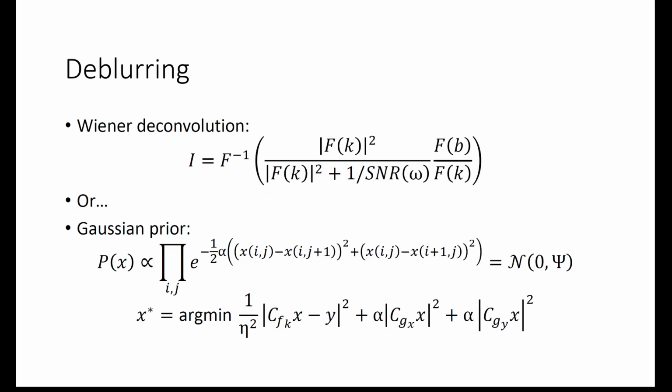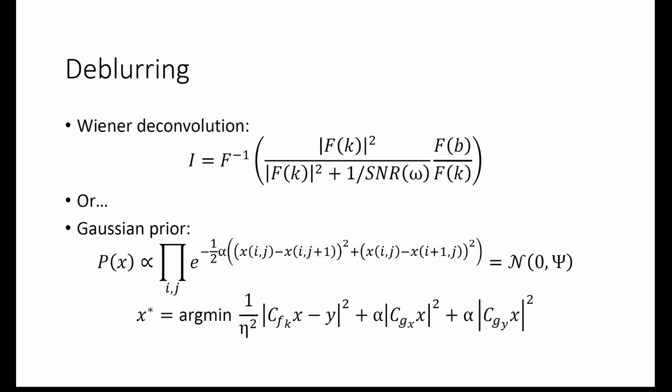Then we go to deblurring. What I used was the Wiener deconvolution introduced in the lecture. Levin et al. also offers another way to deblur, with a Gaussian prior on the image, assuming that the derivatives in a sharp image will follow a Gaussian distribution with zero mean.